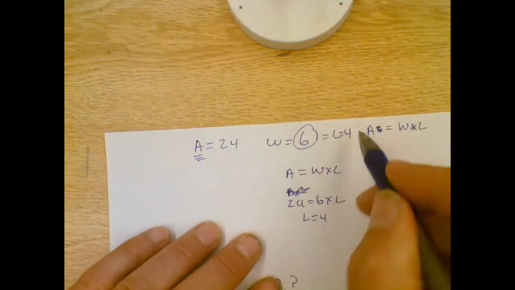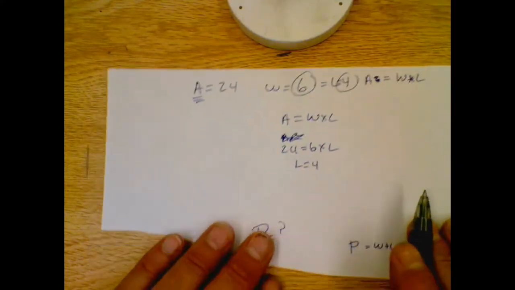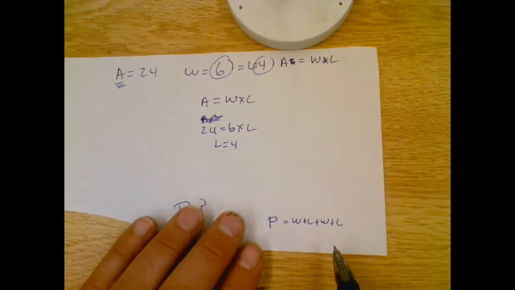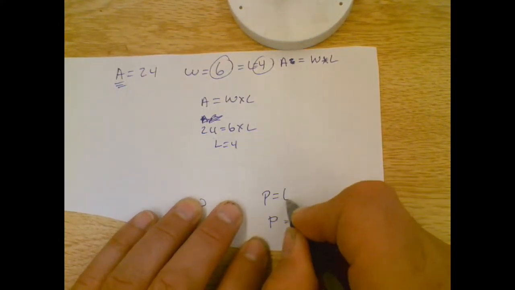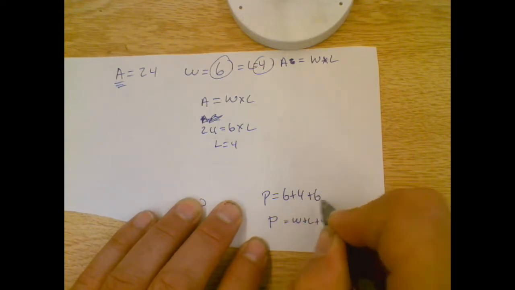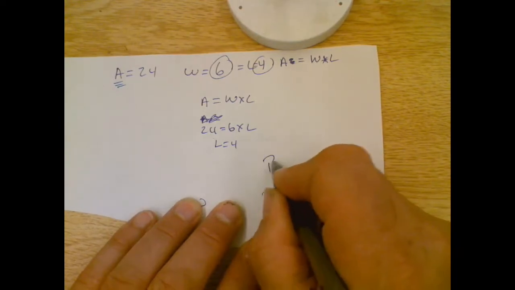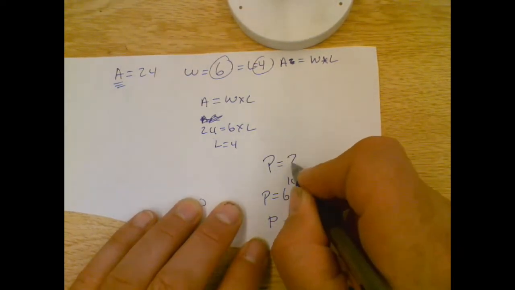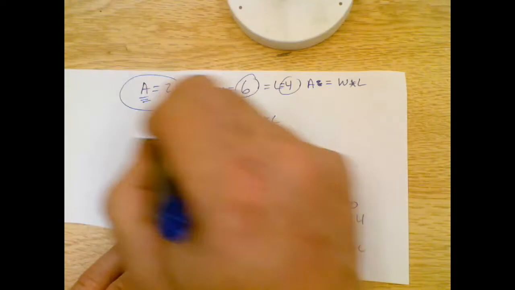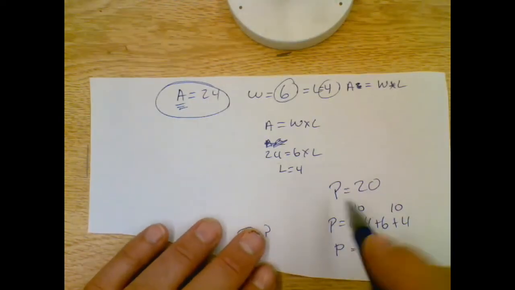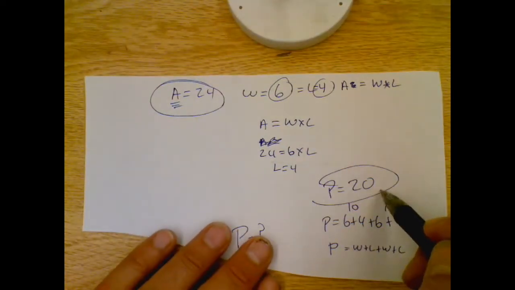Once I know these two numbers, now I can come down and fill in the perimeter. Perimeter equals 6 plus 4 plus 6 plus 4. That part equals 10. This part equals 10. The perimeter is going to equal 20. So that's how you go from an area question and jump down to a perimeter question and vice versa.